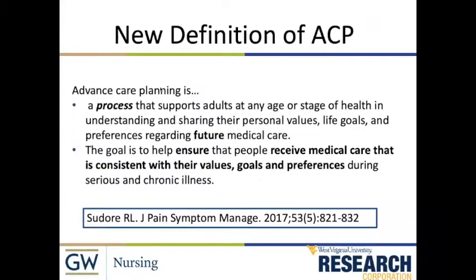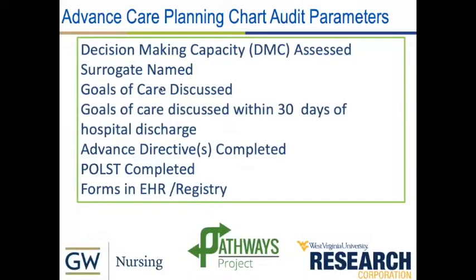So there is this definition that we introduced you to at Learning Session 1. It has two components to it. Advanced care planning is a process that identifies patients' values, life goals, and preferences. And then it's also a system that helps ensure that people receive the medical care that they want. And the chart audit is going to help us. These 8 parameters are going to help us see how well we're doing advanced care planning in dialysis centers and CKD clinics in the Pathways Project.